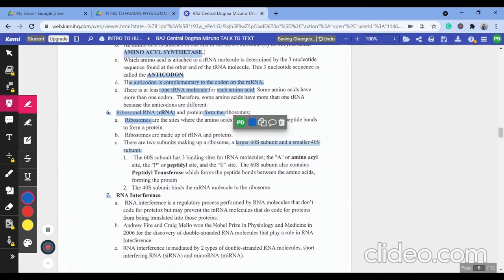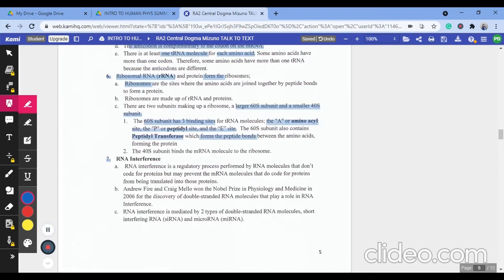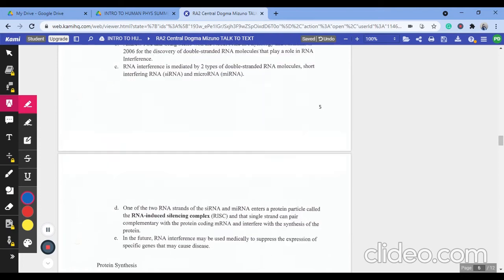The 60S subunit has three binding sites for the tRNA molecules: the A or aminoacyl site, the P or peptidyl site, and the E site. The 60S subunit also contains the peptidyl transferase, which forms the peptide bonds between the amino acids forming the protein. The 40S subunit binds the RNA molecules to the ribosome.